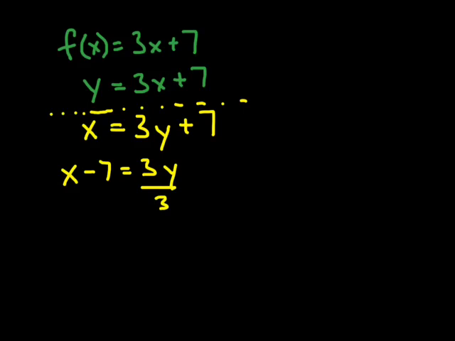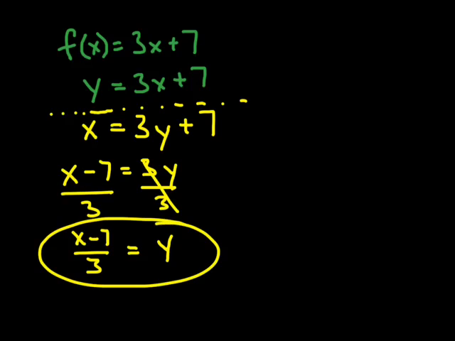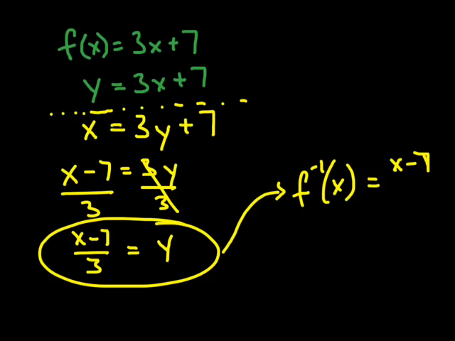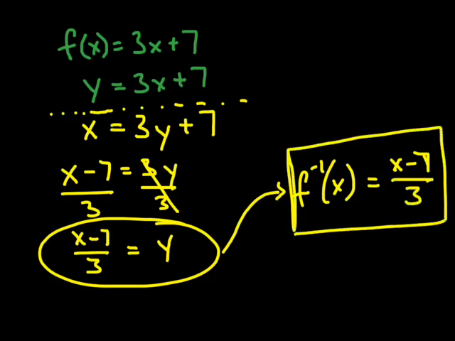Solving the exact same way we would solve a regular algebraic equation. We get y equals x minus 7 over 3. Our last step then is to take this, if it is a function, which it is, if for every one x input we get one y output, and replace it with an f inverse of x notation. And this is my inverse function.